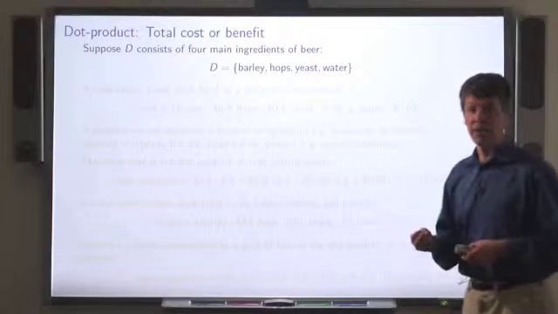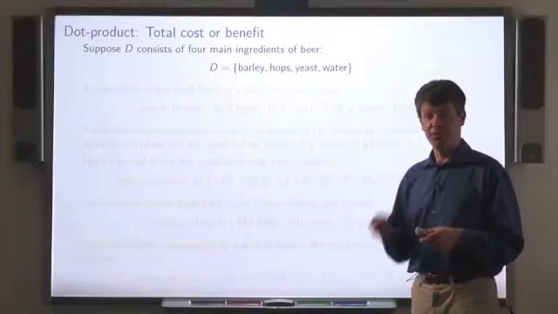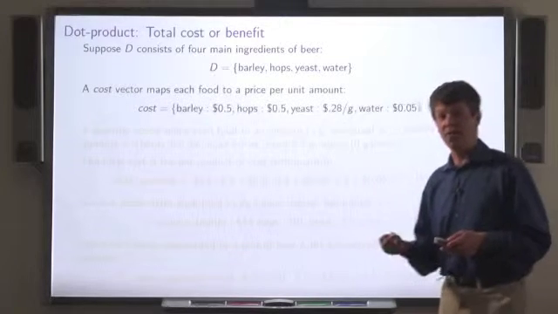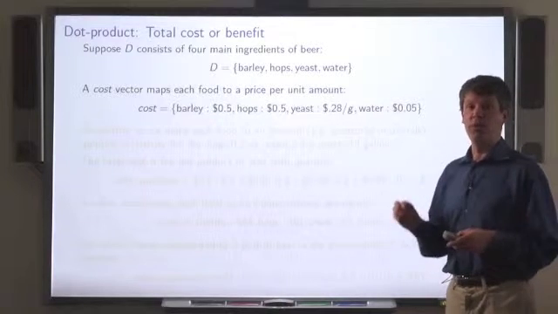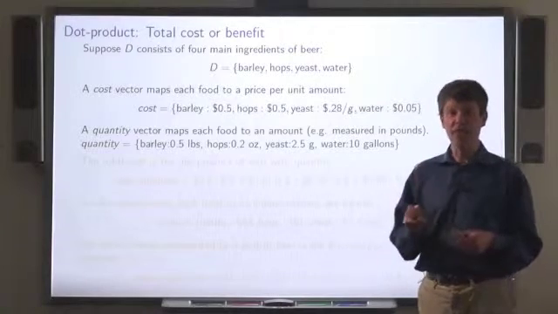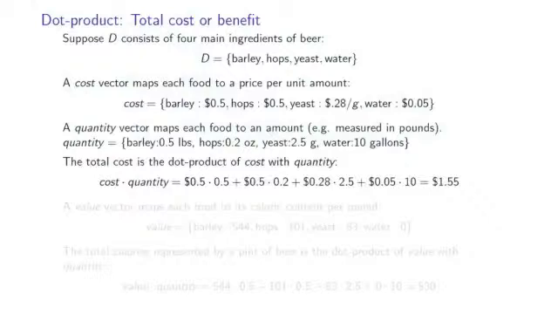Here's one use of dot products. Define D to be the set of the four main ingredients of beer. We can define a cost vector that maps each of those ingredients to the cost per unit amount of that ingredient, and a quantity vector that maps each of those ingredients to a quantity. Then the total cost is the dot product of the cost vector with the quantity vector.